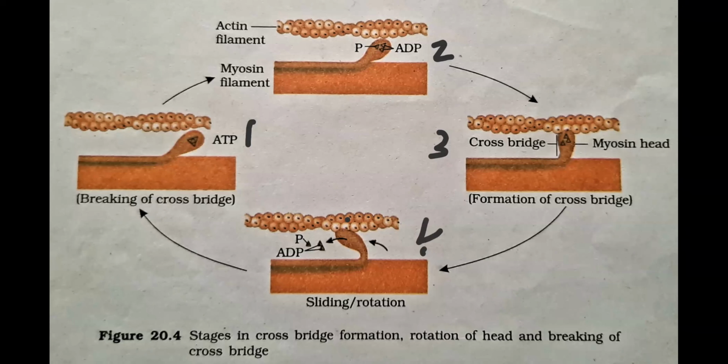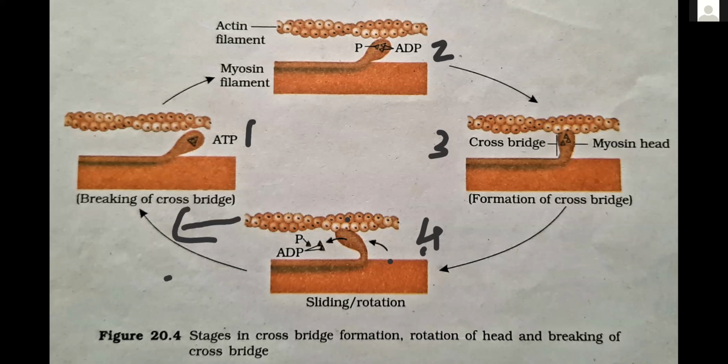Step 4. Can you see the shape of the cross arm or cross bridge was like this? But now it is pulling itself backward. Now this curving or bending of the cross bridge makes the thin filament slide inward.